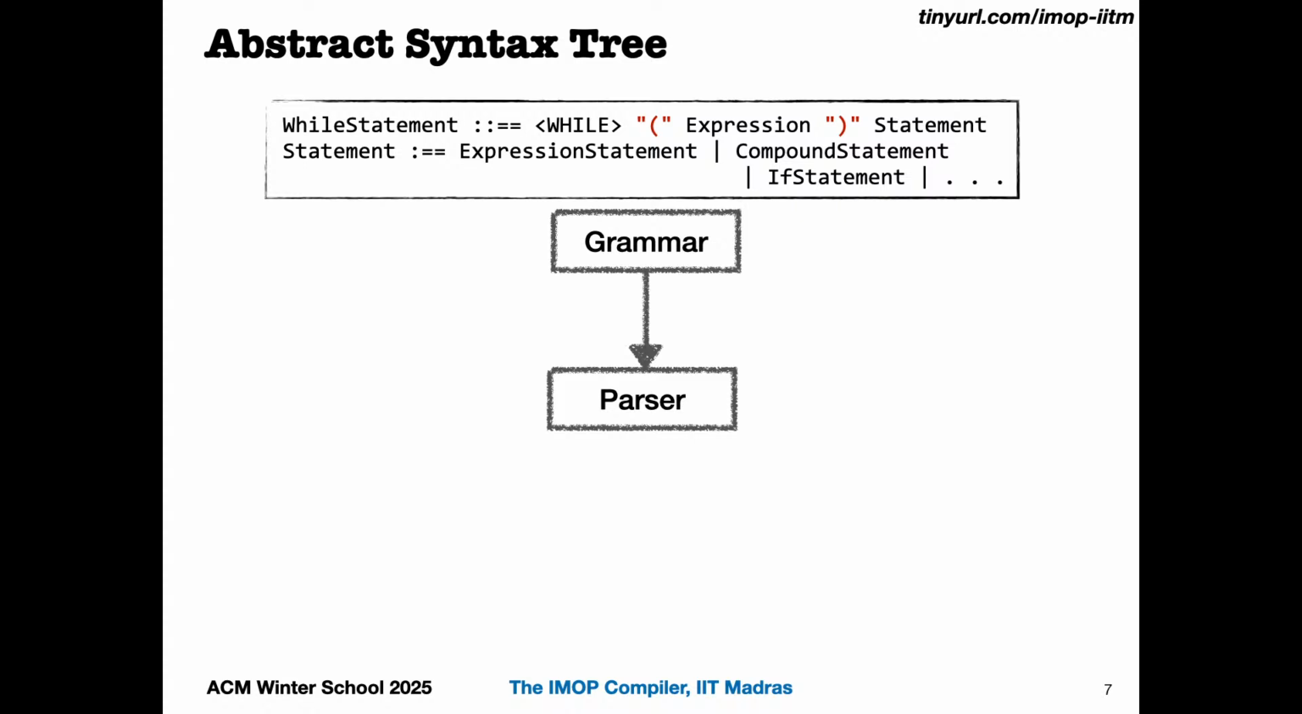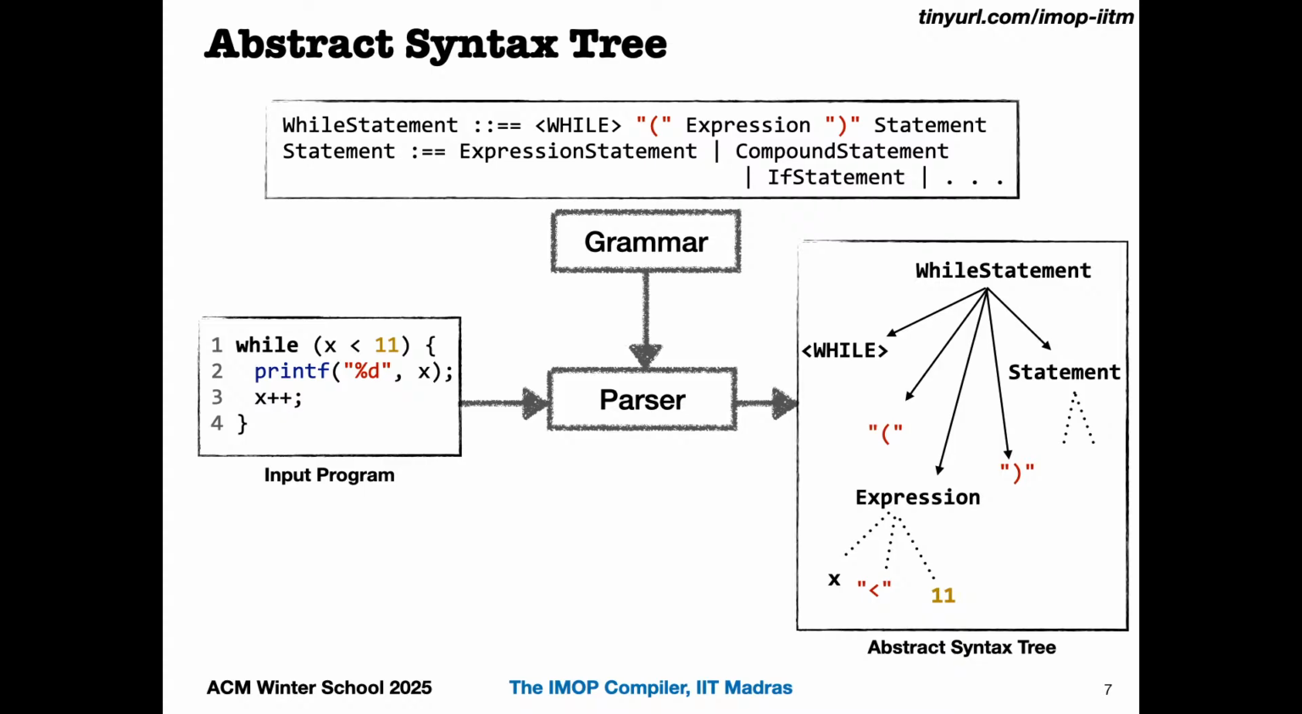From this grammar, we would have generated a parser, right? Using this grammar, we would have generated a parser. If this is the input code for this grammar, then an AST will be generated that looks like this. A node called while statement, which has how many children? 1, 2, 3, 4, 5.